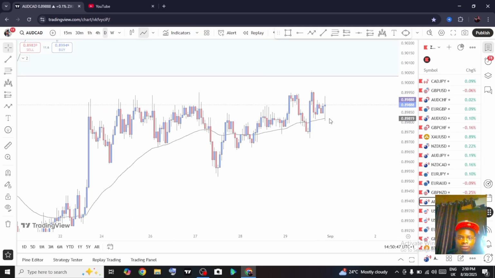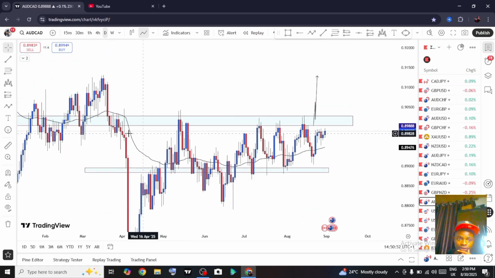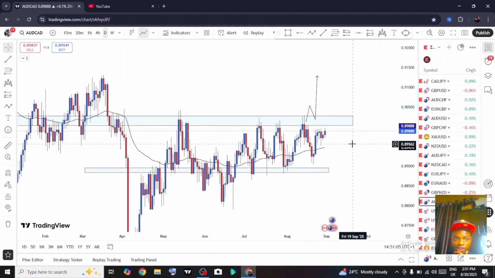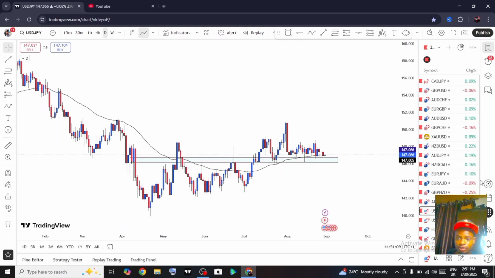AUDCAD, I'm sure we are waiting for a break and retest above there. We still haven't gotten it, right? So we have a key level of support and resistance right here. So price still hasn't broken that level right now. So that's what we are still going to be waiting for. I'm not going to add it for this week because it has been lazy, right? Next pair, USDJPY.